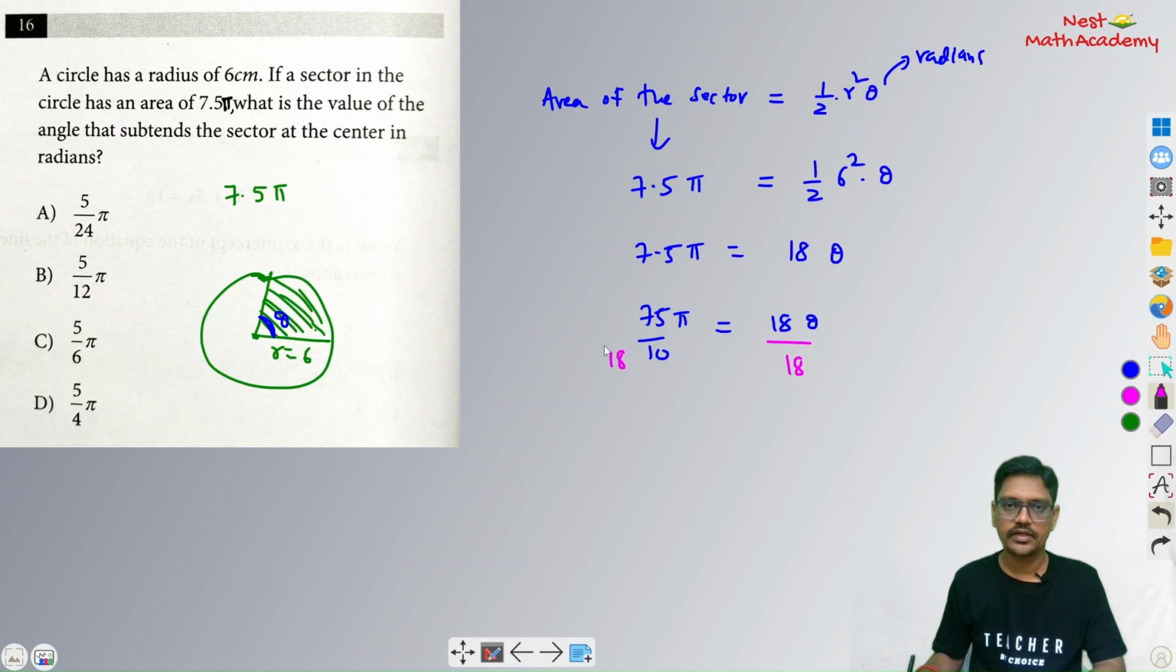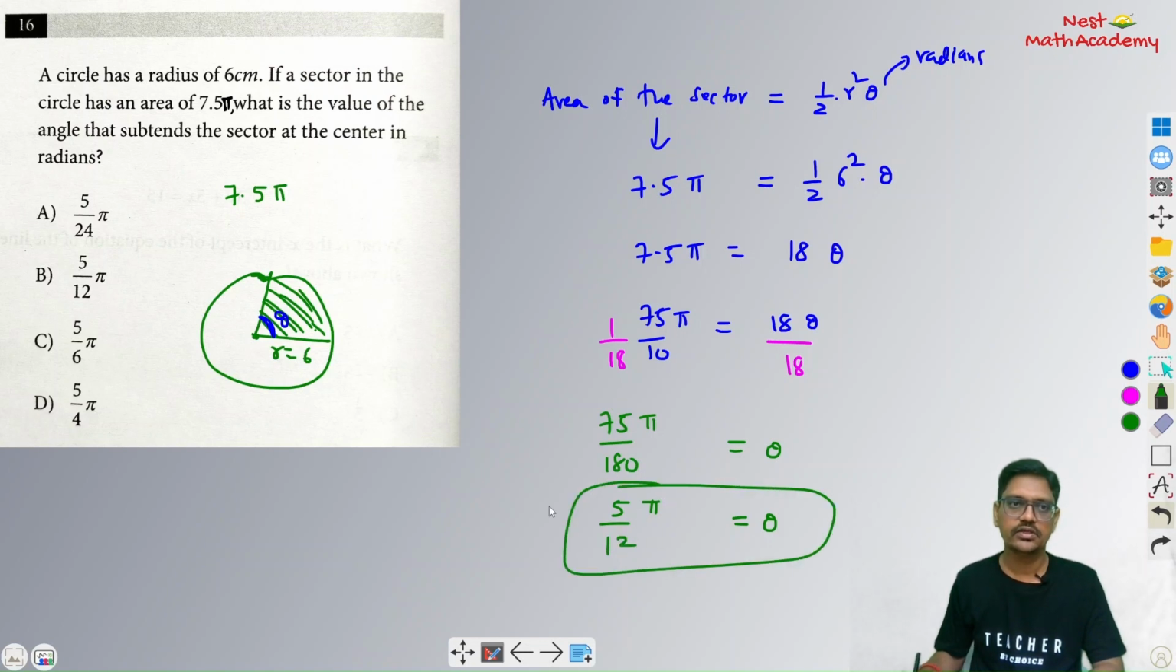So here and here 18 will be in the denominator. So therefore this side 18 gets cancelled. So theta is equal to 75 pi upon 180. So look for the simplification. Which number can divide? I think 15 can divide both of them. 15 times 5 is 75, and for 180, 15 times 12 is 180. So 5 pi by 12 radians is what we are looking for, option B.